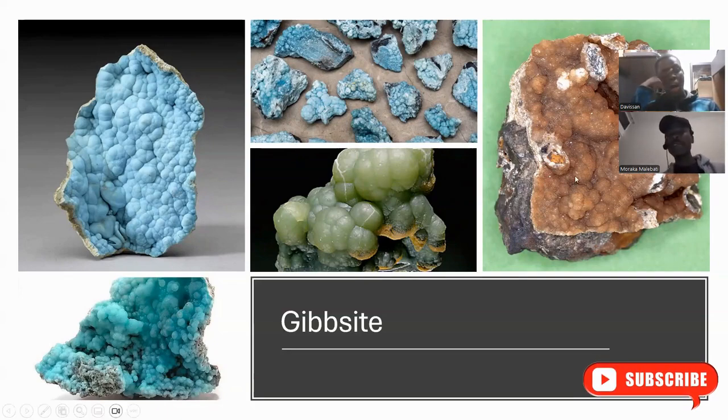So these colors are due to the impurities. Are we together? So this is the gibbsite. This is what you call a hydroxide. Do you follow? Yeah, I follow.